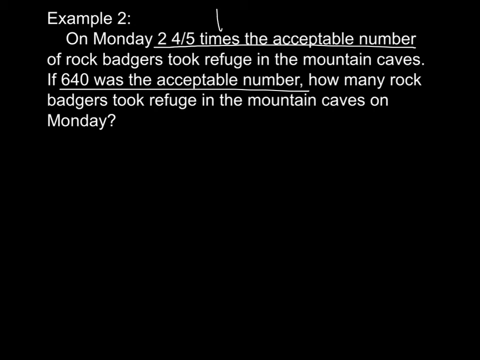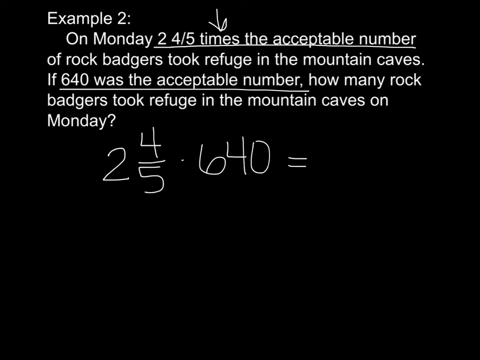So the key word here is times, which means we're going to multiply. If we do 2 4/5 times 640, we'll know how many rock badgers took refuge. In order to multiply this, I need to change this mixed number into an improper fraction. So 2 4/5 is going to become 14/5. And then I can go ahead and do my multiplication.